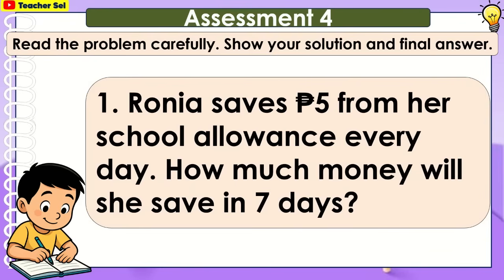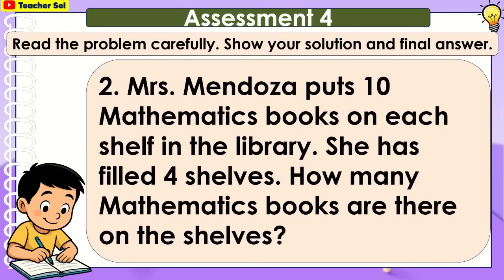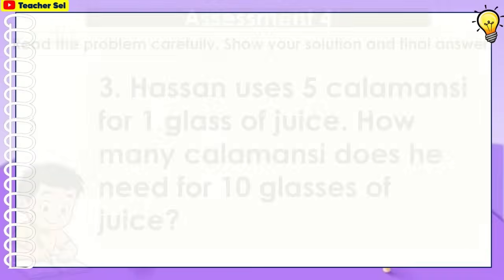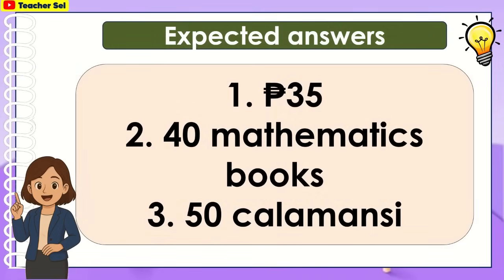Assessment 4. 1. Ronya saves 5 pesos from her school allowance every day. How much money will she save in 7 days? 2. Mrs. Mendoza puts 10 mathematics books on each shelf in the library. She has filled 4 shelves. How many mathematics books are there on the shelves? 3. Hasan uses 5 calamansi for 1 glass of juice. How many calamansi does he need for 10 glasses of juice? Here are the expected answers.